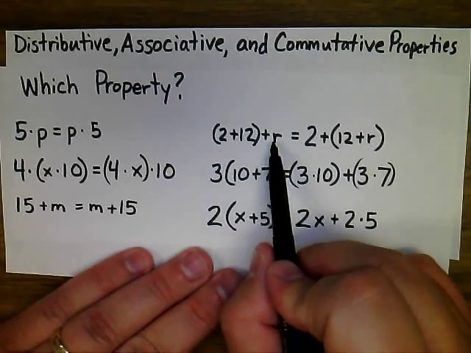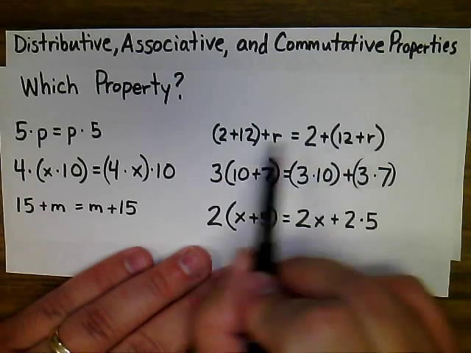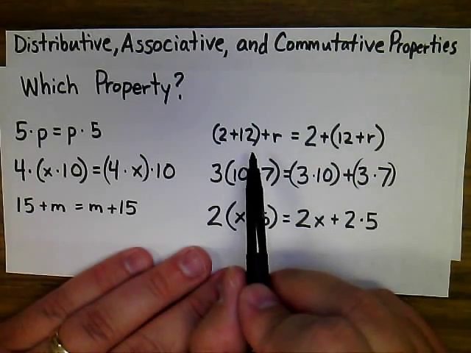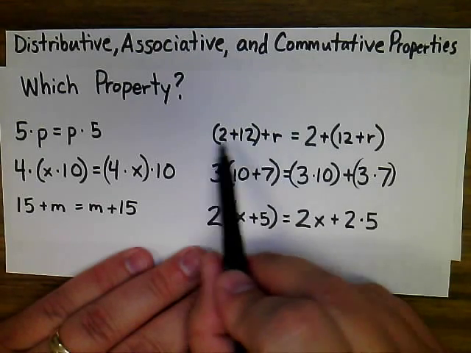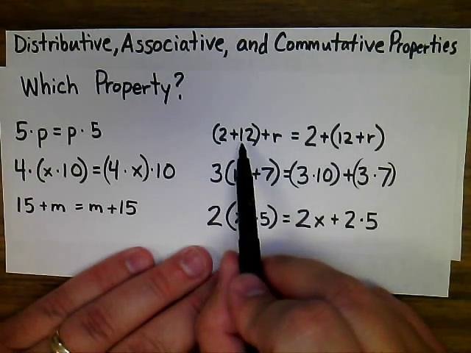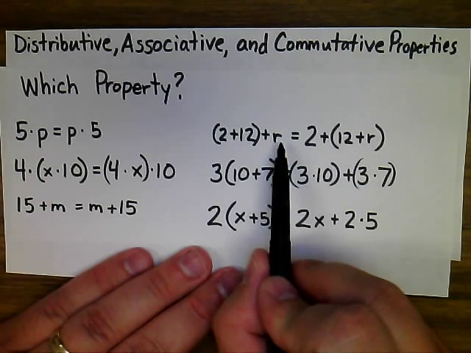2 plus 12 plus r, 2 plus 12 plus r. You'll see the order didn't change. It was just the way that the numbers were grouped. This problem would be easier to solve by grouping the two constants together and then adding the variable.